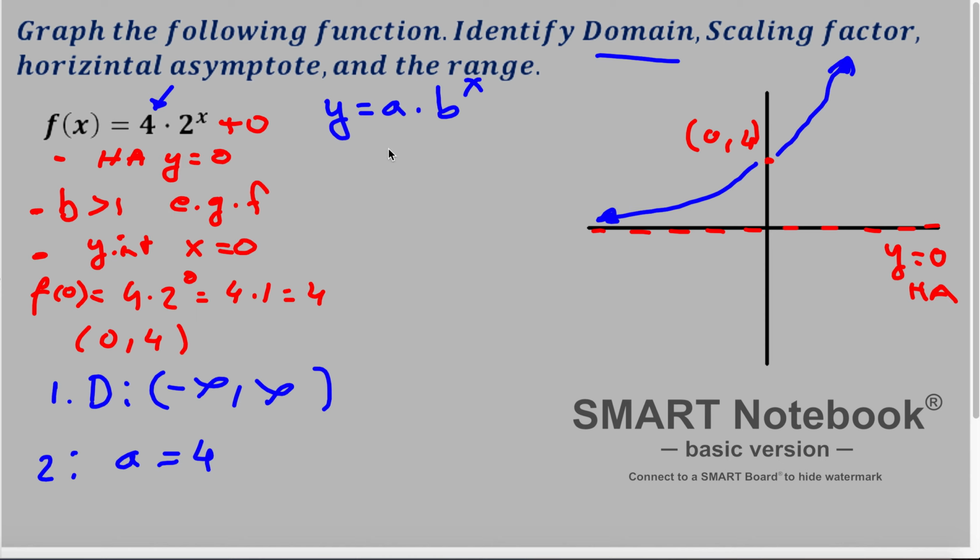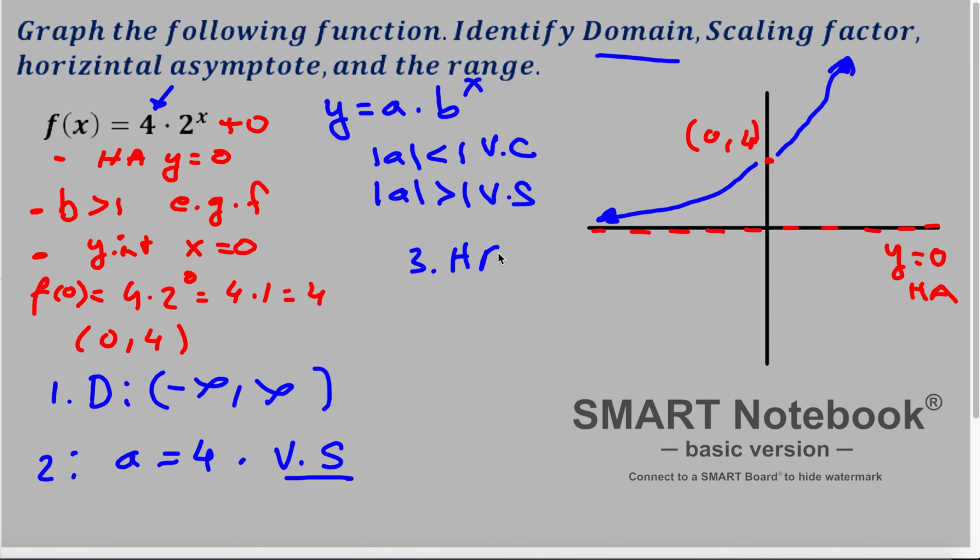But if a is less than 1, we have a vertical compression. If a is greater than 1, we have a vertical stretch. In our case, because 4 is greater than 1, we have a vertical stretch. Number 3, we're looking for the horizontal asymptote. We already talked about the horizontal asymptote. The first thing we did here to graph the function, we found the horizontal asymptote. And the horizontal asymptote here is y equals 0.